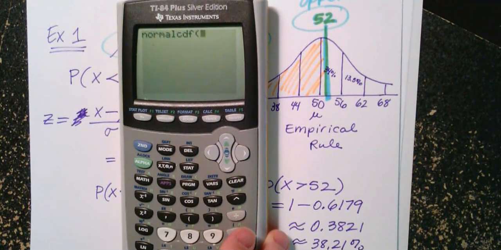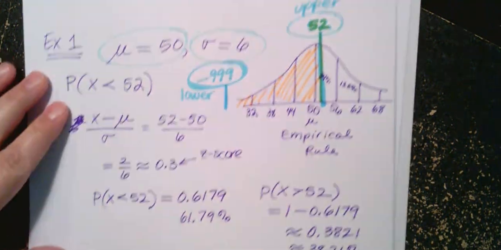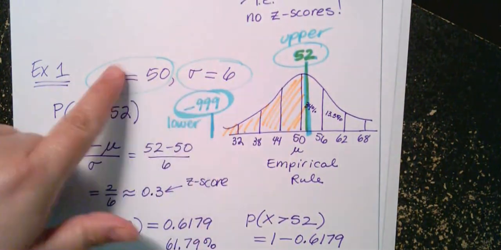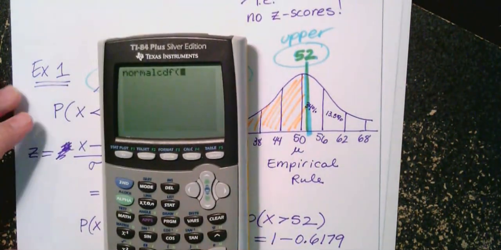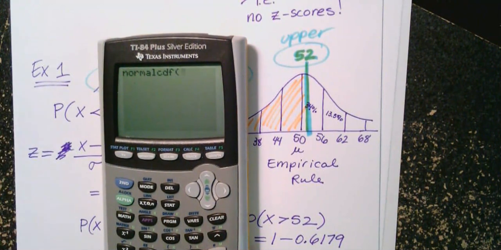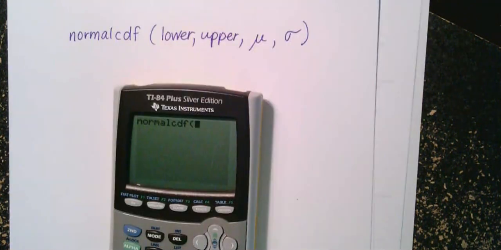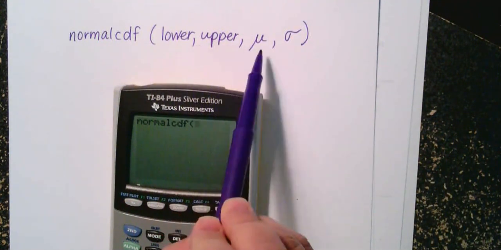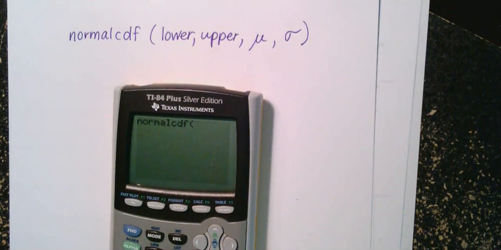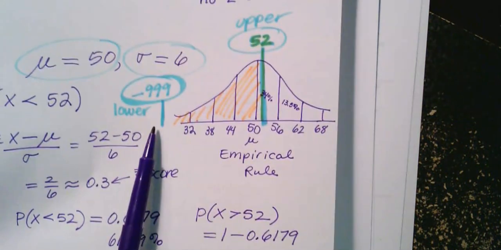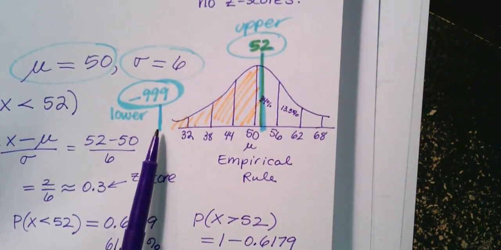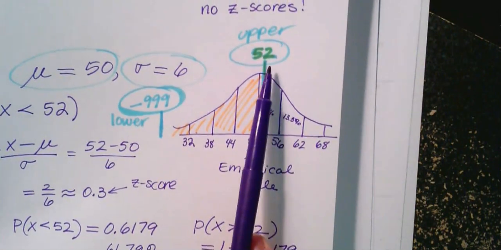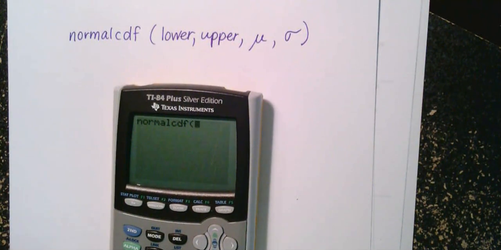Now, your graphing calculator might instead specifically have a list and ask you to fill these things in. Mine is really kind of the harder way, in that you have to know what the order is they want you to fill in. And this is what it wants. So I'm going to use commas to separate these 4 values. We talked about what those 4 values were for this particular problem. The lower boundary, or the far left, I'm just going to put like negative 999. The upper is 52, mu is 50, and sigma is 6. Remember, mu is the mean, sigma is the standard deviation.